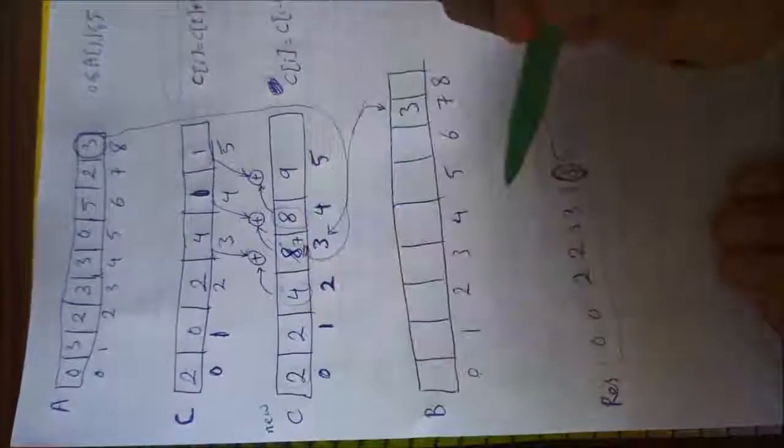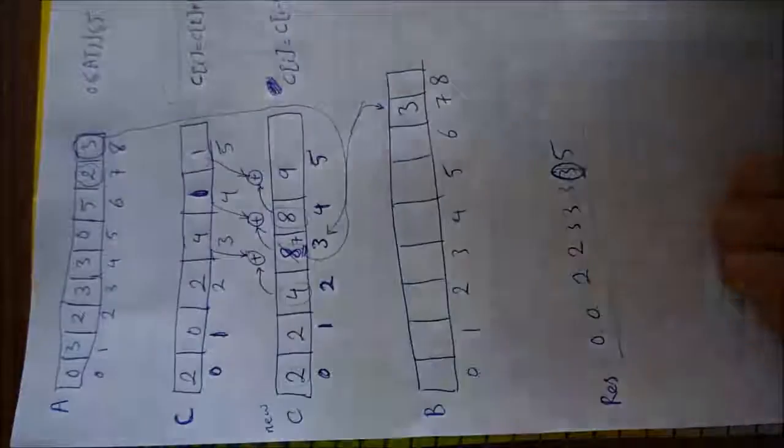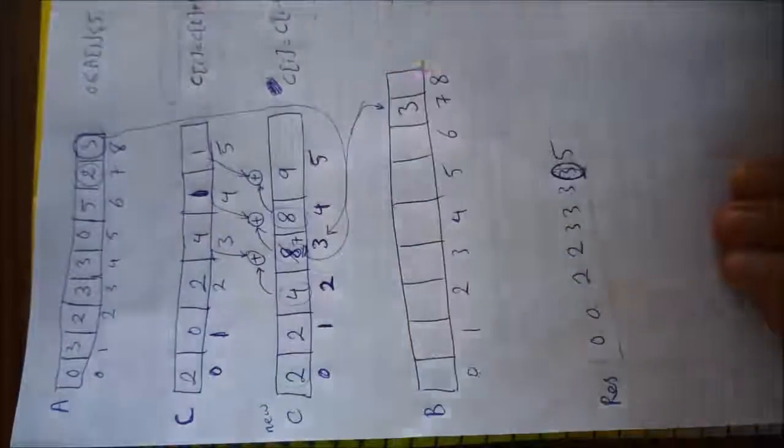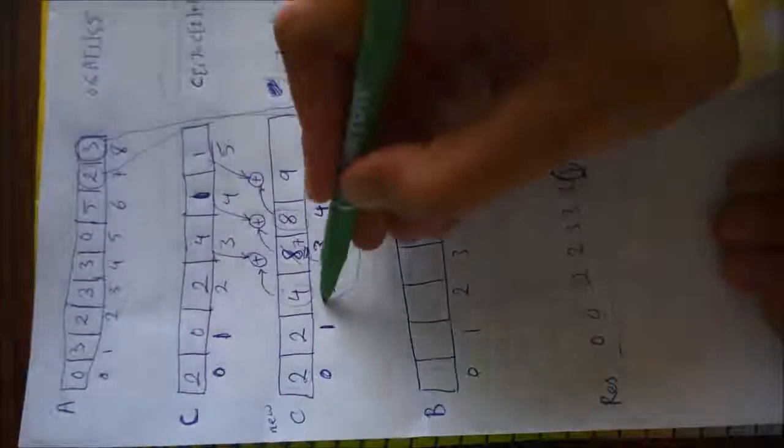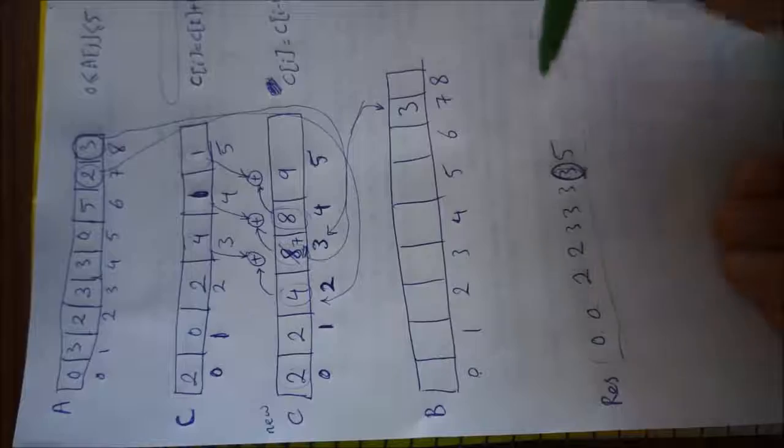That's why I put the 7 here. Now, go to the next number. You will understand the algorithm better when I go over the array more. So take the number, go to index 2 here in the new C.